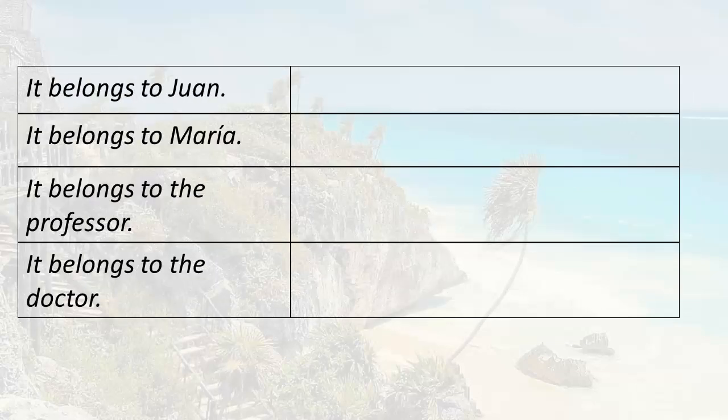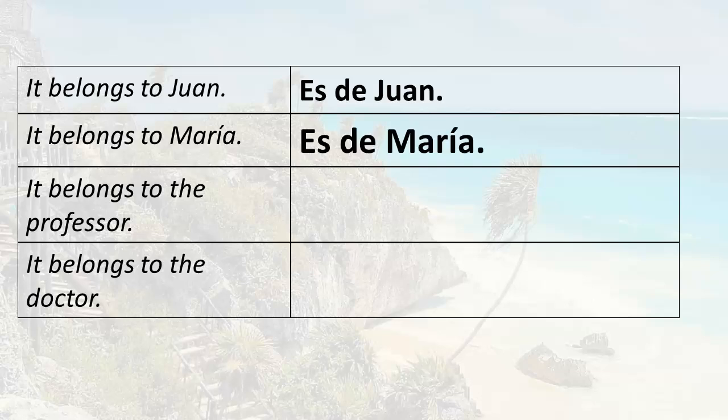It belongs to Juan, or it's Juan's. In Spanish, I would say, es de Juan. It belongs to Maria, or it's Maria's. Es de Maria.